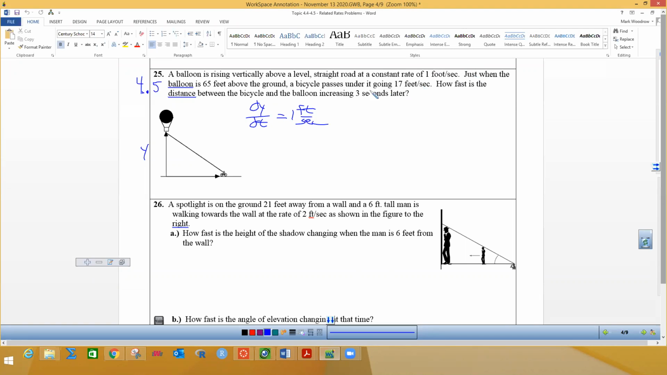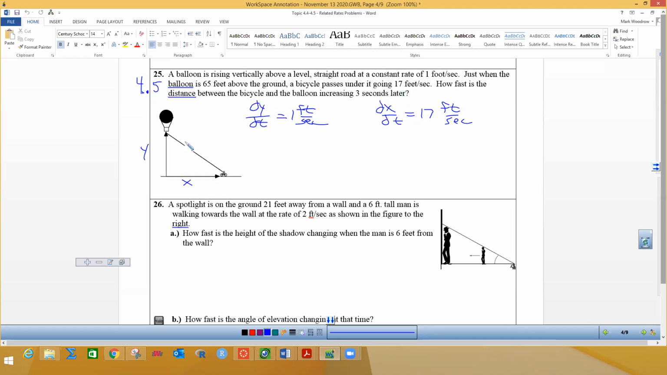And then it says, just when the balloon is 65 feet above the ground, the bicycle passes under it. So we're going to call this the bicycle, and we're going to call this x. So we're going to say that dx/dt, the bike is traveling at 17 feet per second. How fast is the distance between the bicycle and the balloon increasing 3 seconds later?